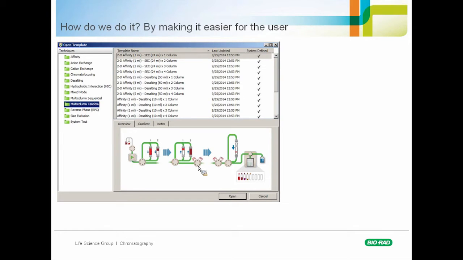So we don't show the elution profiles, which we show in the other method templates, because it's more complex here because we have multiple samples, multiple columns. So instead you see this graphical representation of what is actually going to be occurring during the method.